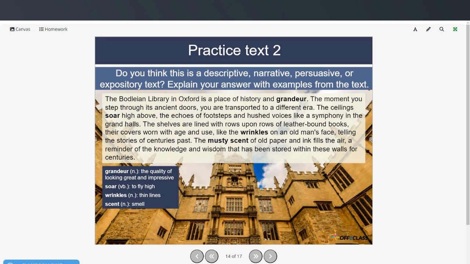The Bodleian Library in Oxford is a place of history and grandeur. The moment you step through its ancient doors, you are transported to a different era. The ceilings soar high above, the echoes of footsteps and hushed voices like a symphony in the grand halls. The shelves are lined with rows upon rows of leather-bound books, their covers worn with age and use, like the wrinkles on an old man's face, telling the stories of centuries past. The musty scent of old paper and ink fills the air, a reminder of the knowledge and wisdom that has been stored within these walls for centuries.